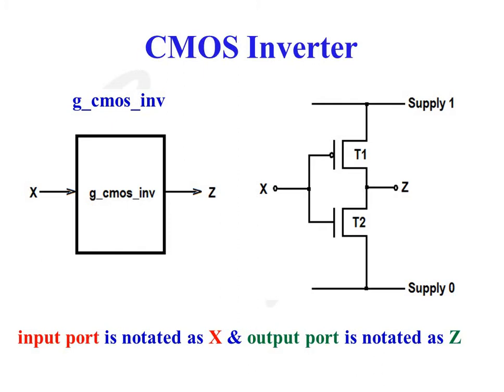Whenever input signal X is equal to 1, transistor T2 is turned on, connecting output to ground, so output Z is equal to 0. Whenever X is equal to 0, PMOS transistor T1 is turned on and NMOS transistor T2 is turned off. As PMOS transistor T1 is turned on, output Z is connected to supply voltage, so Z is equal to logic 1.